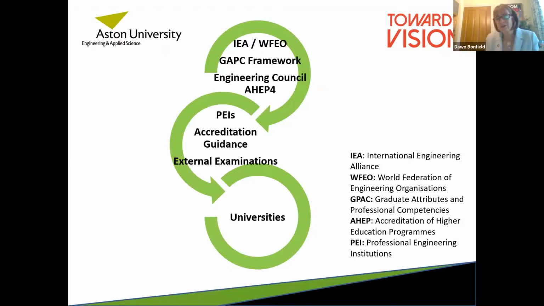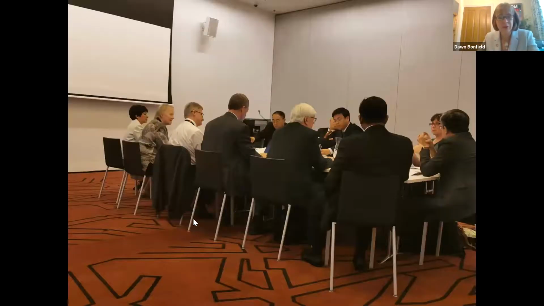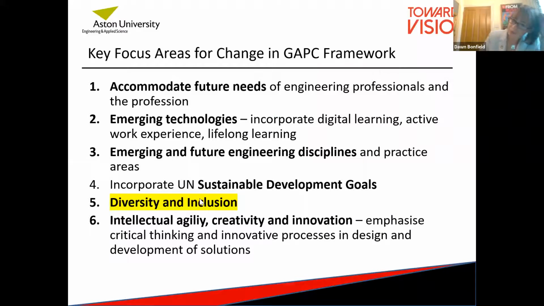So the Engineering Council, which has AHEP in the UK, the Accreditation of Higher Education Programmes, has AHEP 4 just about to come out. The iteration after that, AHEP 5, will have to take into account the GAPC framework. So it's a really interesting time to start setting the future vision of what skills our future engineers will need. And I've been involved through this WFEO group with the working group looking at those.